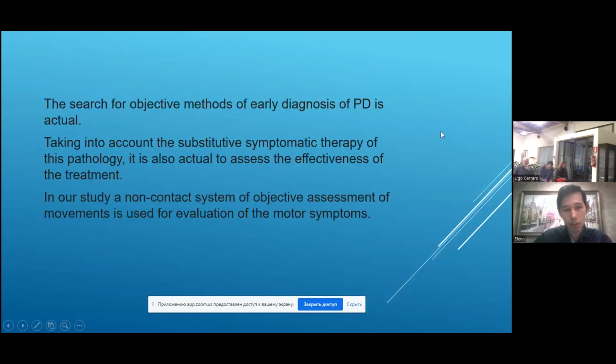The search for objective methods of early diagnosis of Parkinson's disease is actual. Taking into account the substitutive symptomatic therapy of this pathology, it's also actual to assess the effectiveness of the treatment. And in our study, a non-invasive system of objective assessment of movements is used for evaluation of the motor symptoms.